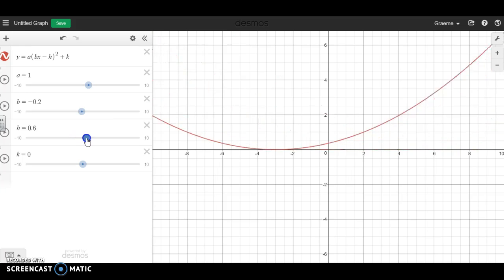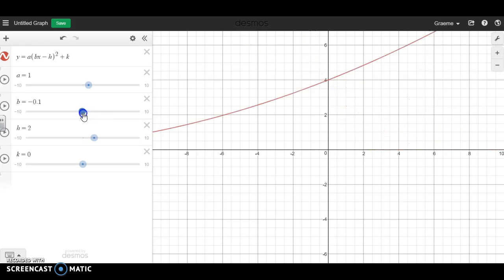Let's go to an h value of 2. So, vertex of 2, 0. When I make that negative 1, I have reflected it horizontally over the y-axis, so now my vertex is at negative 2, 0. You can basically think of it as putting a mirror right on that axis, and I'm just reflecting it right over that axis.